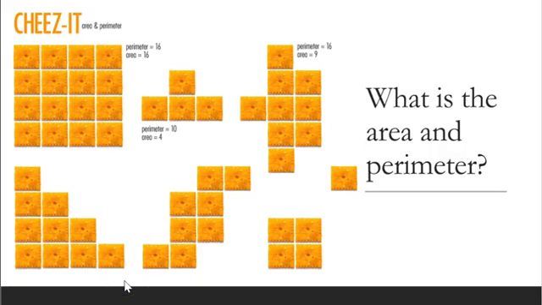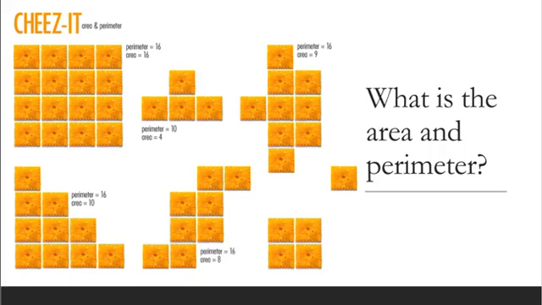How many Cheez-Its did I use inside to cover up the surface? 4, 3 more, 7, and then a 2, and another one is, that's right, 10. Good, so let's see you do the next one. Again, we have a perimeter of 16, but how many Cheez-Its did I use? What is the area?